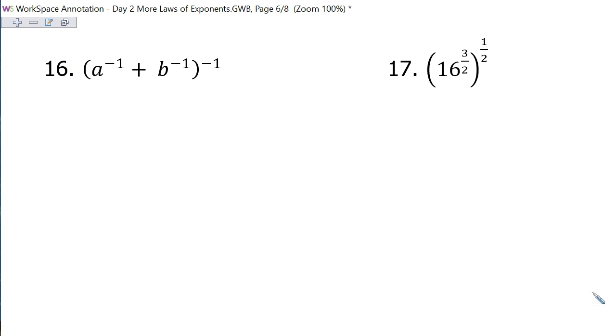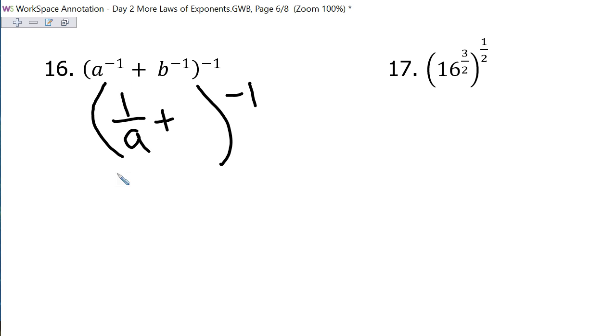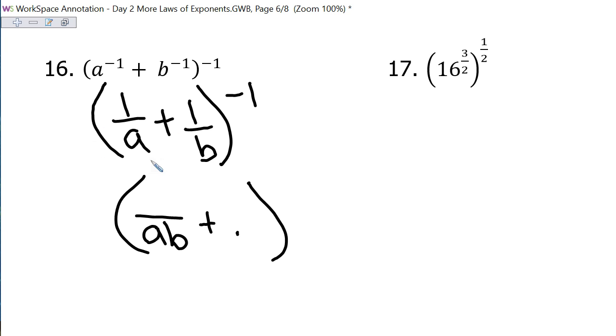Okay, on the back. The first thing I would do is work inside the parentheses. So how would I rewrite a to the negative 1 power? 1 over a. And how would I rewrite b to the negative 1? 1 over b. Can I add those fractions together? No. What do I have to have? Common denominator. What would that common denominator be? AB.